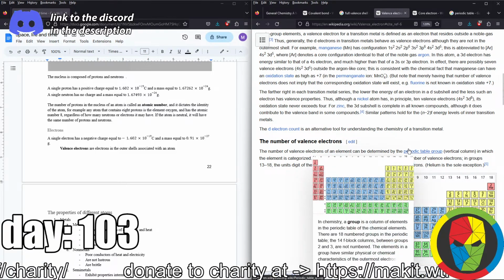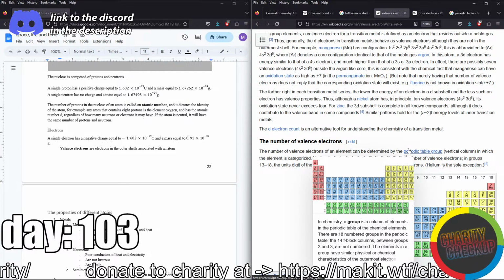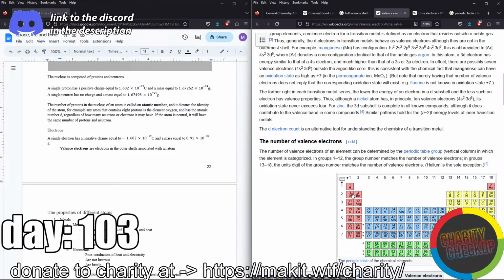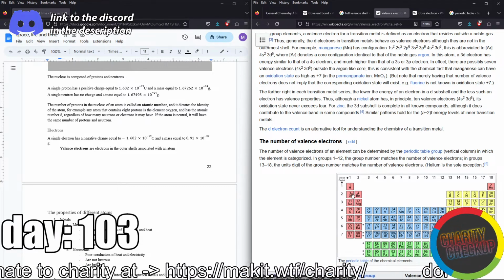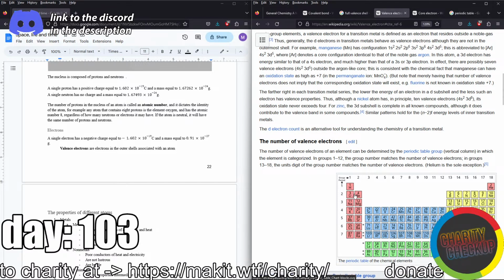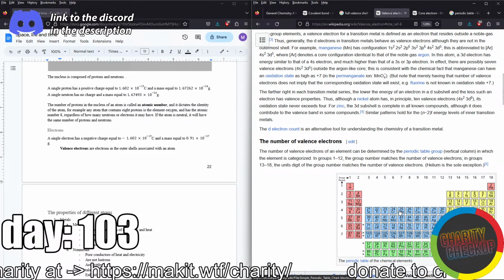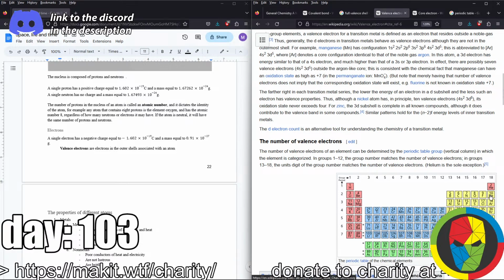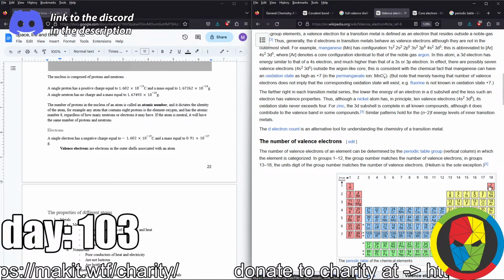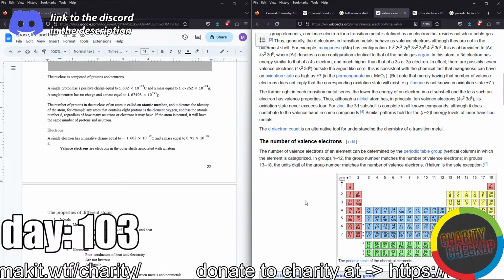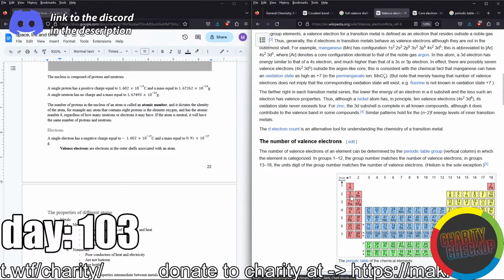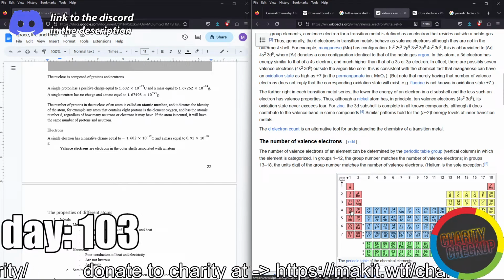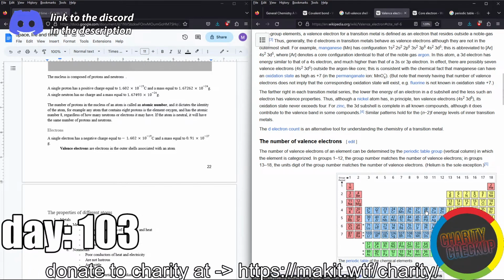Periodic table group. So we have 1, 2, 3, 4, 5, 6, 7, 8, 9, 10, 11, 12, 3, 4, 5, 6, 7, 8. Except helium. Okay, I'm pretty certain it looks like this. 1, 2, 1, 2, 3, 4, 5, 6, 7, 8. 1, 2, 3, 4, 5, 6, 7, 8. 1, 2, 3, 4, 5, 6, 7, 8, 9, 10, 11, 12.